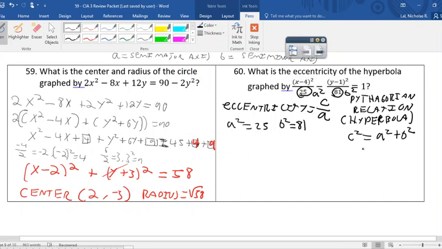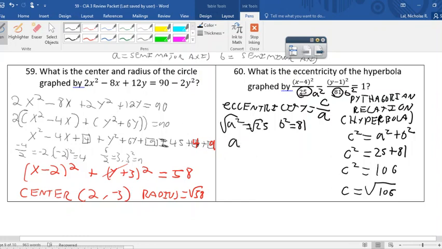So c squared is equal to 25 plus 81. The 25 plus 81 should be 106. So if c squared is equal to 106, c is equal to the square root of 106. The eccentricity is c over a. A squared is 25, take the square root of each side, a is equal to 5. So a is equal to 5, c is equal to the square root of 106. Our eccentricity is equal to c over a, so eccentricity is equal to the square root of 106 divided by 5.